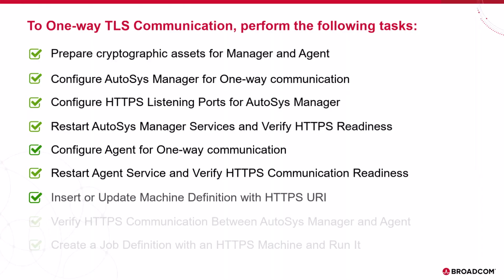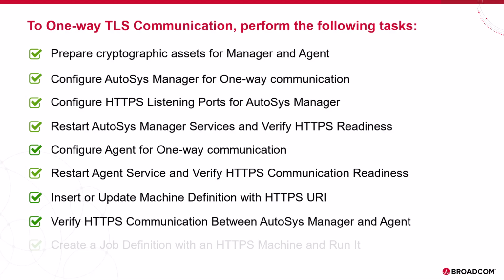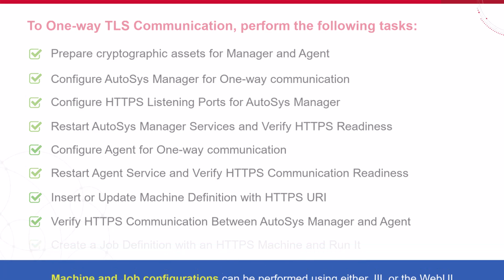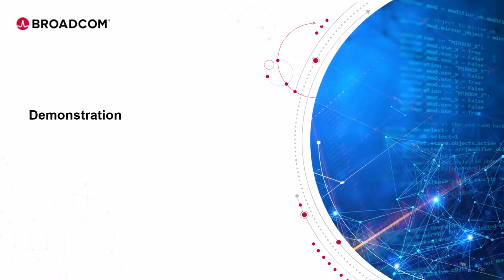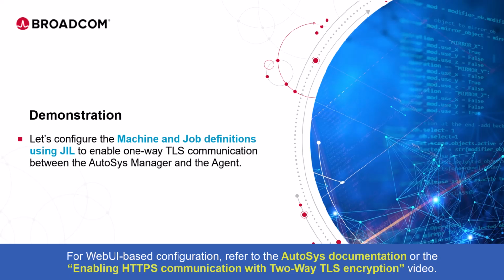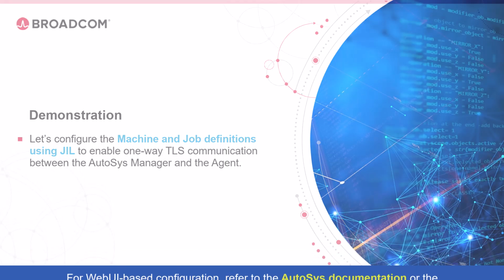Next, define or update the machine with the HTTPS URI. Then verify that the manager and agent communicate successfully over HTTPS. Before proceeding, note that both machine and job configurations can be performed using either JIL or the Web UI. In this demo, we will be using JIL. For Web UI-based configuration, refer to the AutoSys documentation or the Enabling HTTPS Communication with Two-Way TLS Encryption video.